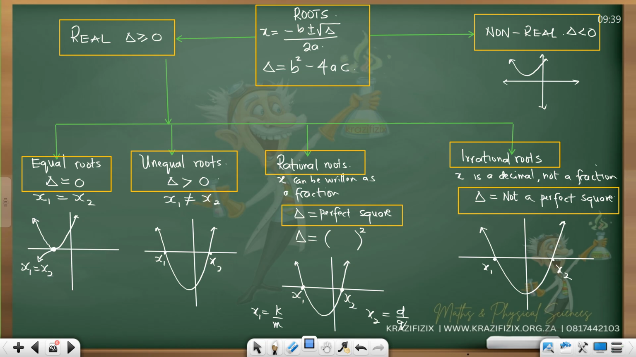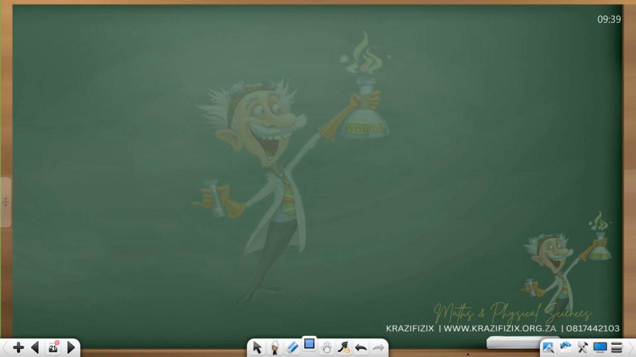Okay, are we ready? So just to make sure that we are okay and we understand before we start solving, we are going to predict and confirm the nature of roots. I'll show you what I mean. I'll do the first one. Number one. Let's look at this one.